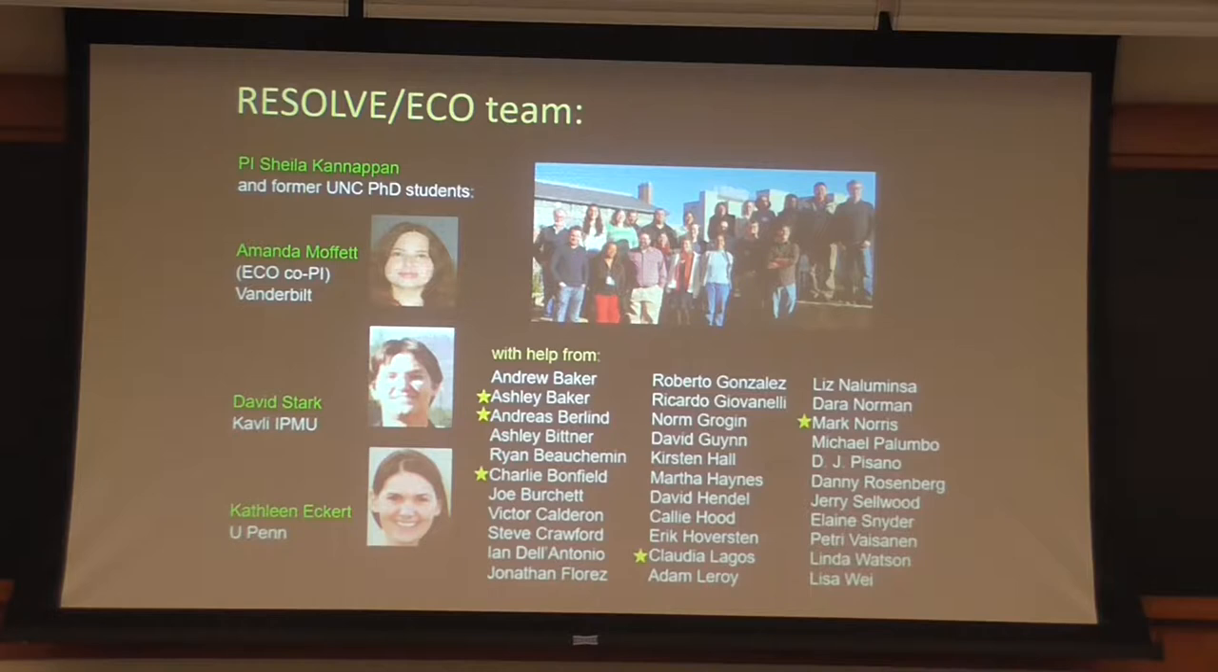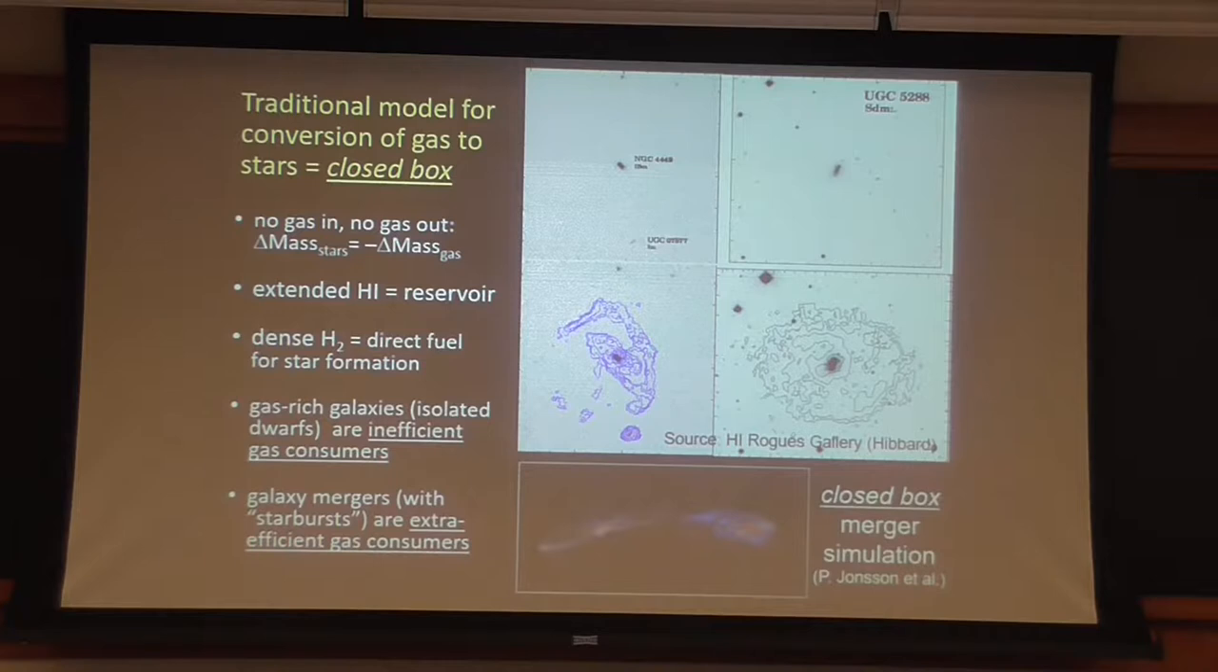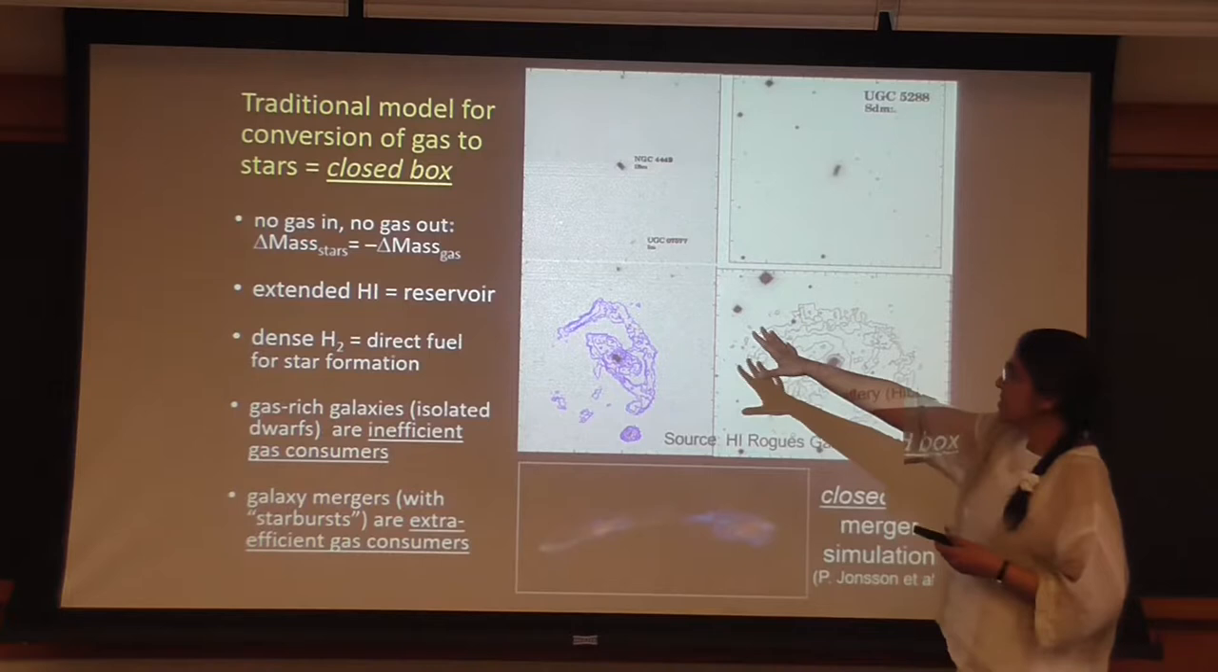All right, so now moving on to putting baryonic physics in environmental context. I think probably many people in this room are familiar with the traditional model of conversion of gas to stars in a galaxy, which is called the closed box model. The idea is that the stars in equals the gas out, or not out, but consumed.